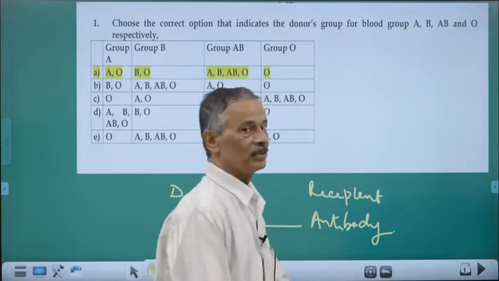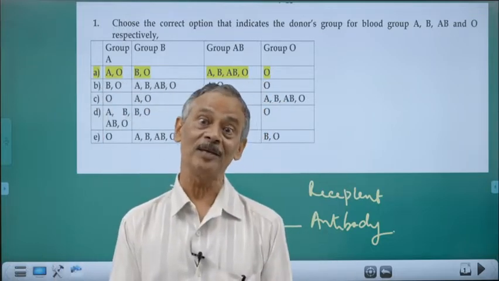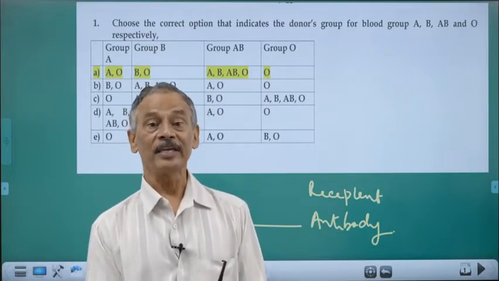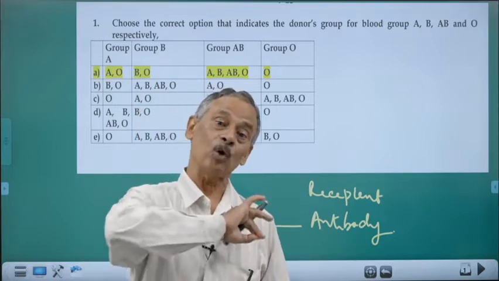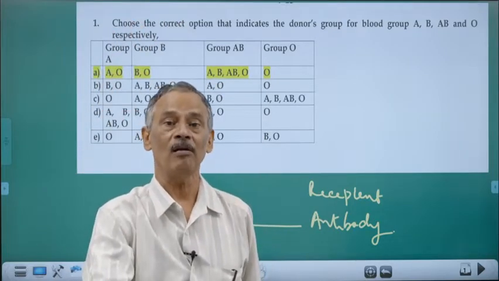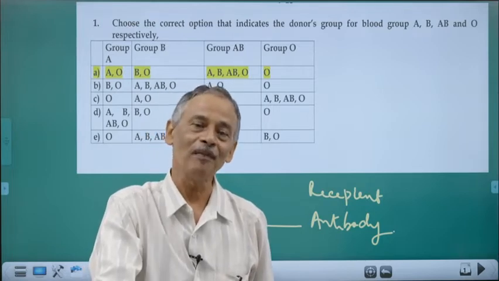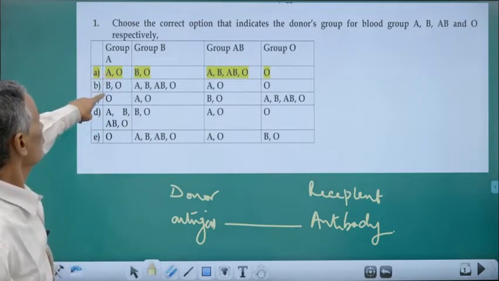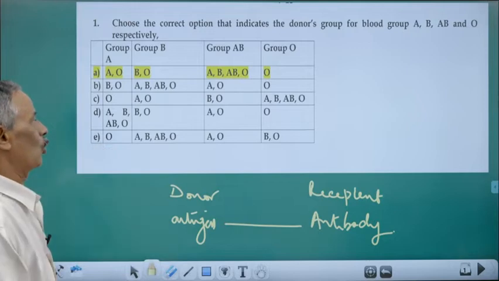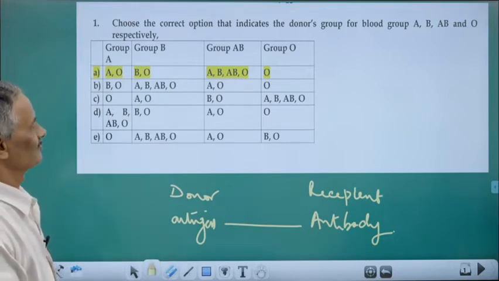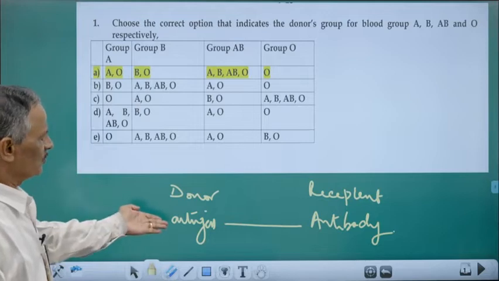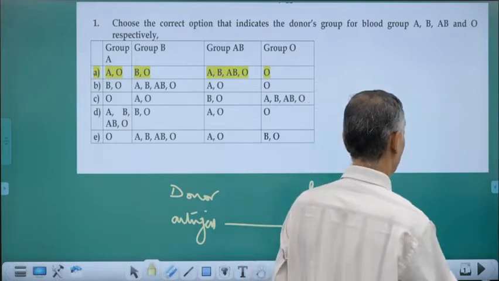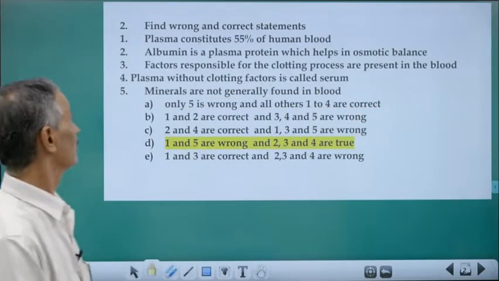And O group, he is having no antigen but having both antibodies. Since he is having both antibodies, anti-A and anti-B, he can receive blood from a person who is having no antigen at all. So, who is having no antigen at all? O group. He can receive blood only from O group. So, that is the correct answer. Is that point clear? All of these are wrong. The clue is simply this one: donor's antigen reacting with the recipient antibody.